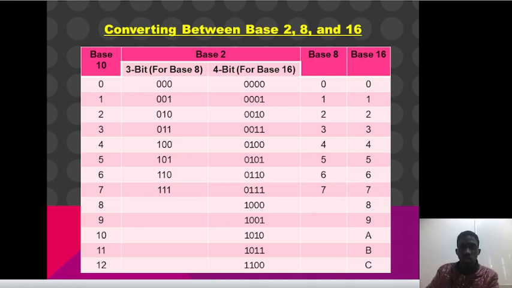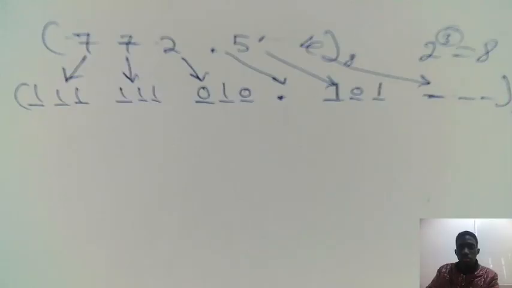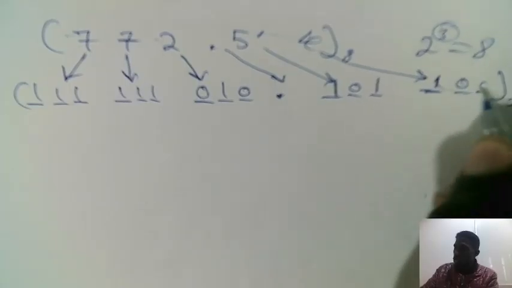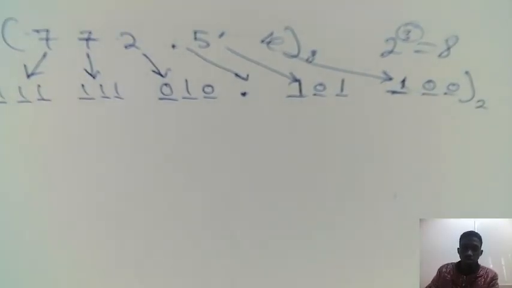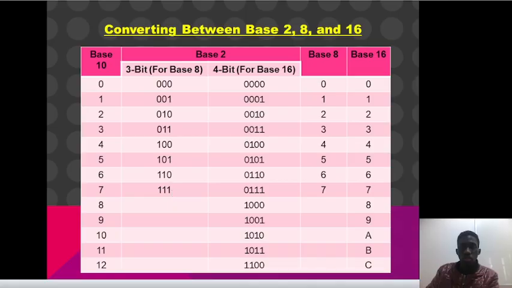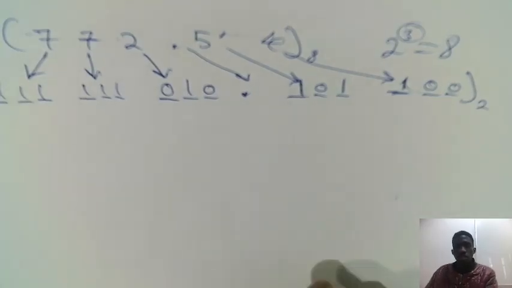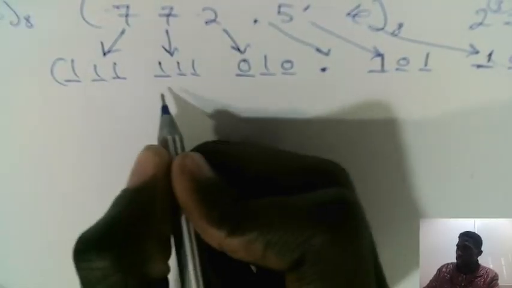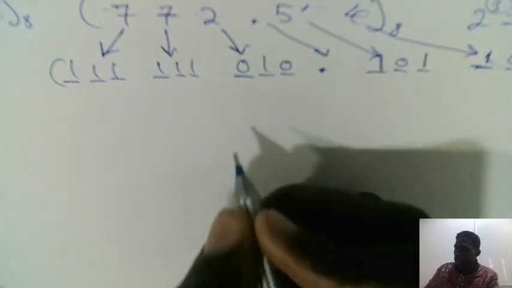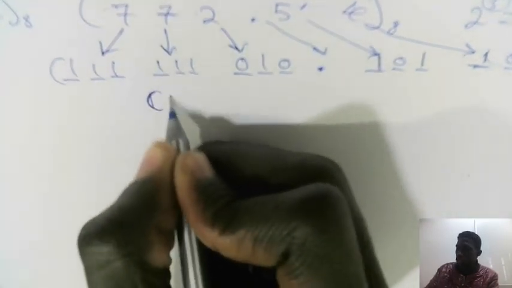Then we have 4, which corresponds to 100. 4 actually corresponds to 100. When you look at it, 4 corresponds to 100. And we are ready to get the answer, not the final answer, but just the number in base 2.